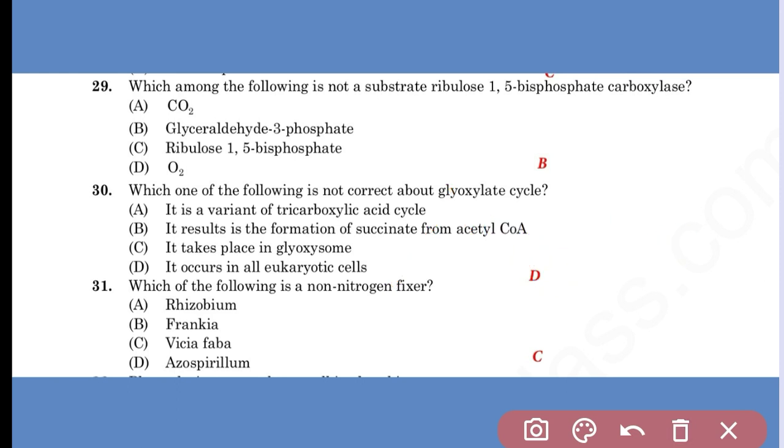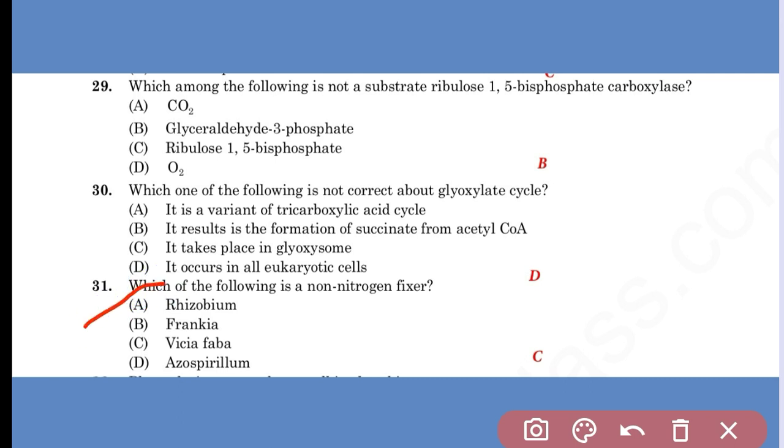The next question, which of the following is a non-nitrogen fixer? Rhizobium, Frankia, Vicia faba and Azospirillum, these are the options. Rhizobium is a genus of gram-negative soil bacterium that fixes nitrogen. This species fixes nitrogen endosymbiotically in association with dicotyledonous plants, in the root nodules of these plants. They are symbiotic nitrogen fixing bacteria, gram-negative in nature, present in the soil.